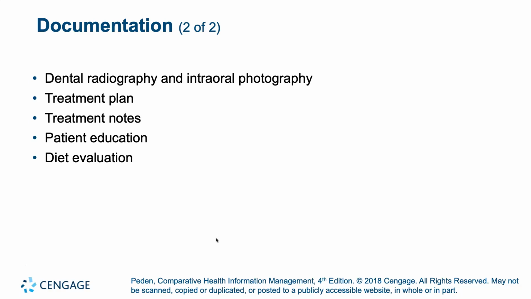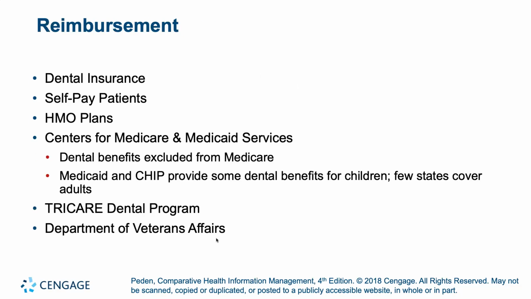Well, we talked about how documentation is needed for reimbursement. Let's talk about reimbursement. Dental insurance is very common now. Although there still are self-pay patients, there are HMO plans, and CMS has some dental benefits for children through the Medicaid and CHIP programs. And Medicaid is paid for partially by the feds and partially by the state, remember. Occasionally some states do cover dentistry for adults, but otherwise dental benefits are excluded from Medicare. So you need to know those details.